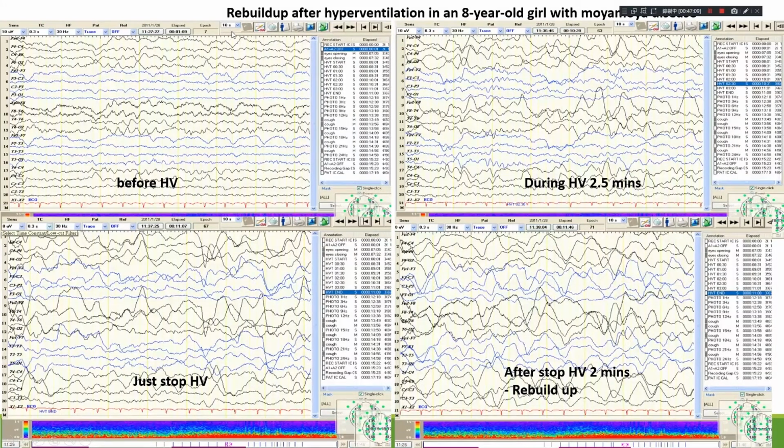And this is an 8-year-old girl with moyamoya disease. We can see here, before hyperventilation, there is a slow wave over the left hemisphere, and during hyperventilation, at about 2.5 minutes, it shows a high voltage slow wave over the right hemisphere. Just after stopping the hyperventilation, it still shows a very high voltage slow wave, but gradually slows down. But 2 minutes after hyperventilation, it builds up again. At this time, the patient complained of dizziness. So when we do hyperventilation in moyamoya disease, we need to be very careful.